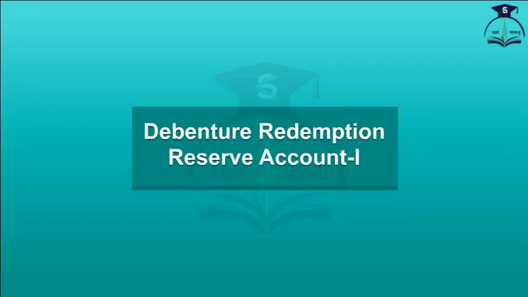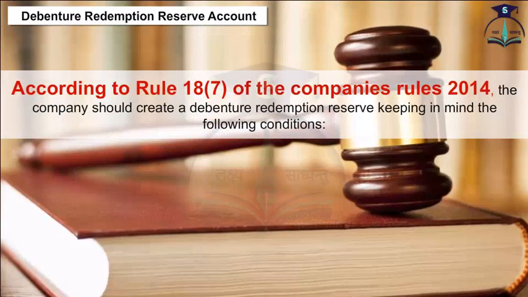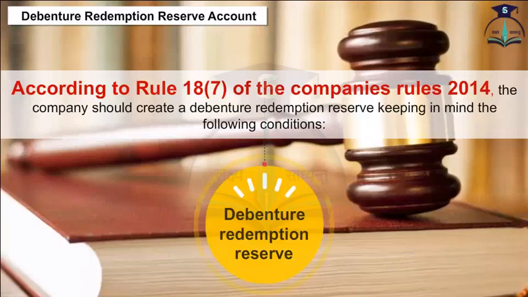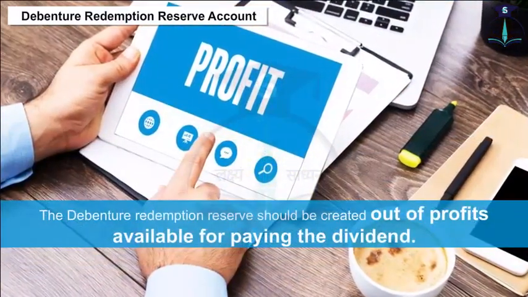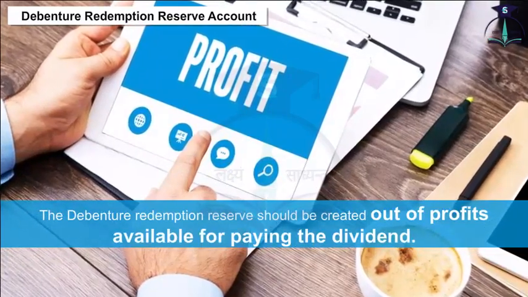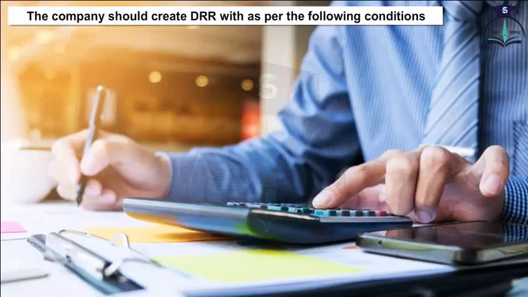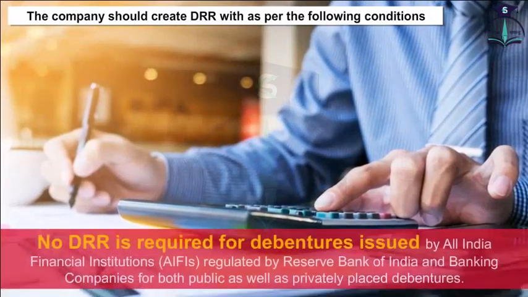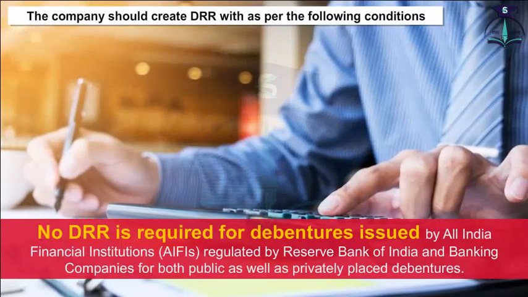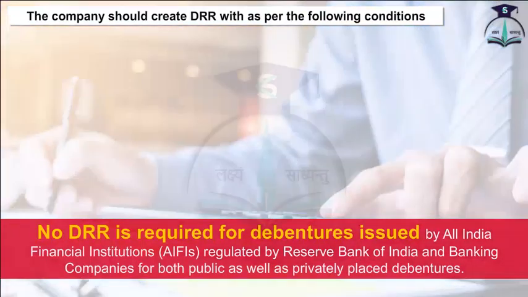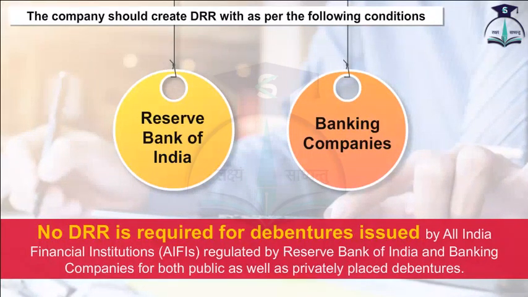Debenture Redemption Reserve Account 1. According to Rule 18(7) of the Companies Rules 2014, the company should create a debenture redemption reserve keeping in mind the following conditions. A. The debenture redemption reserve should be created out of profits available for paying the dividend. B. The company should create DRR as per the following conditions. 1. No DRR is required for debentures issued by All India Financial Institutions (AIFIs) regulated by Reserve Bank of India and banking companies, for both public as well as privately placed debentures.